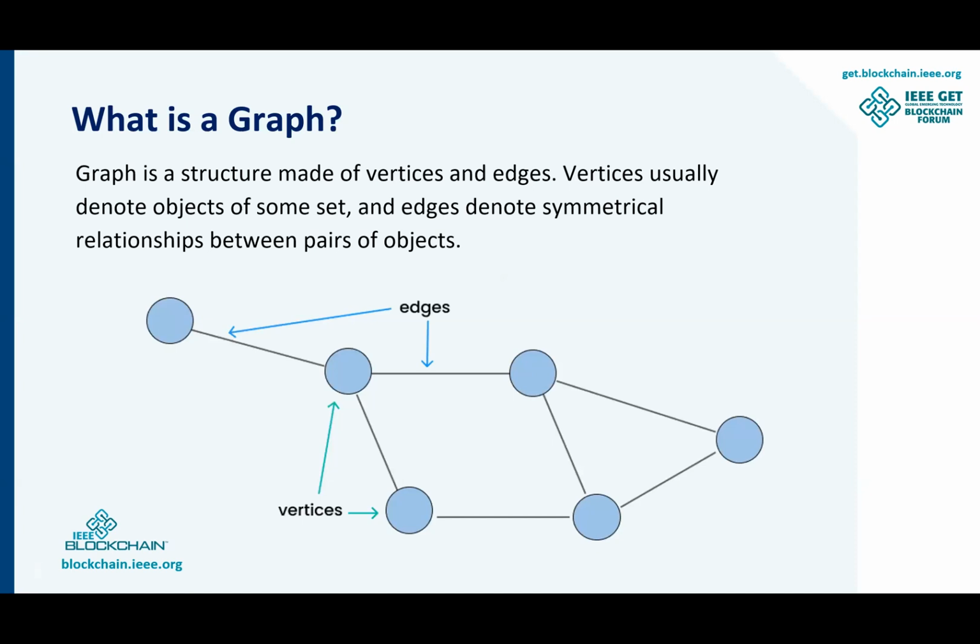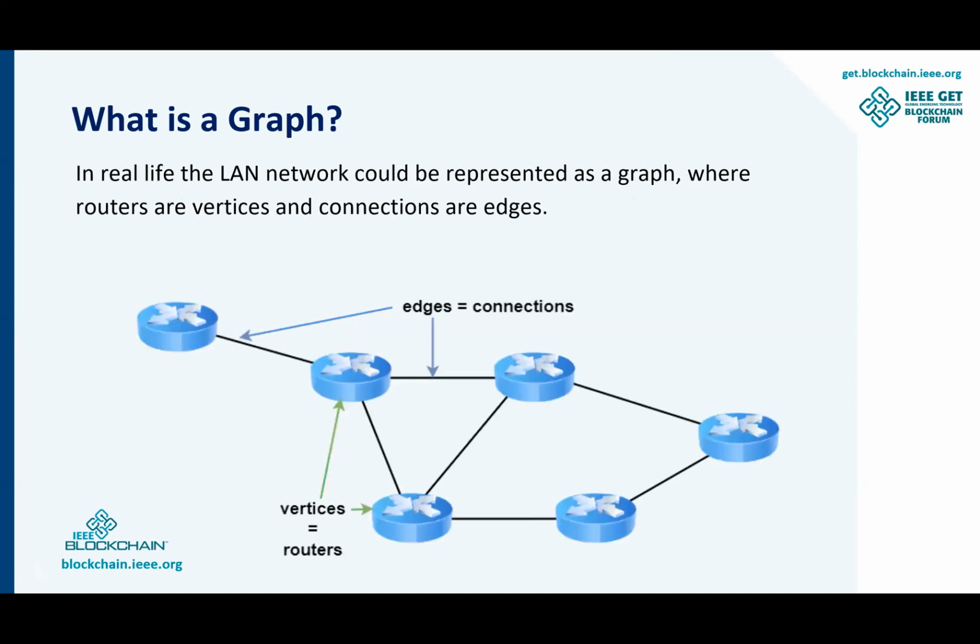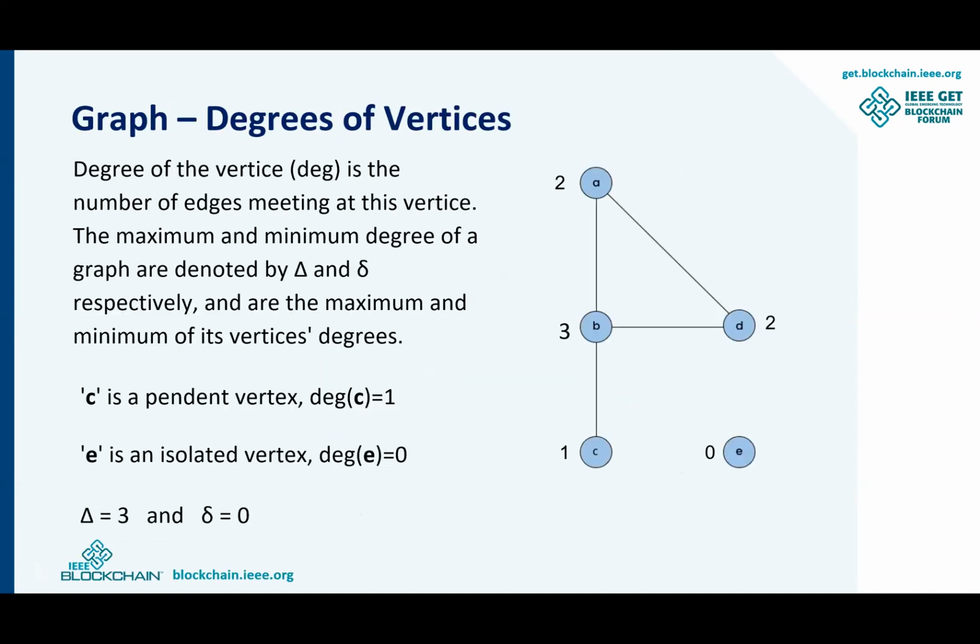So a graph is a mathematical structure made up of vertices, also called nodes or points, that are connected by edges, also called links or lines. When the edges don't have a direction, the structure is called an undirected graph. An example of a graph could be a LAN network. Vertices are network routers, and edges are connections between them. This is also an example of an undirected graph.